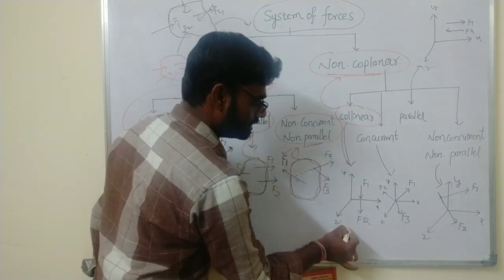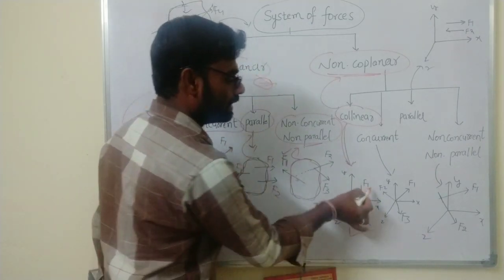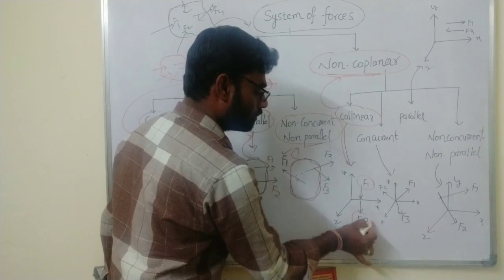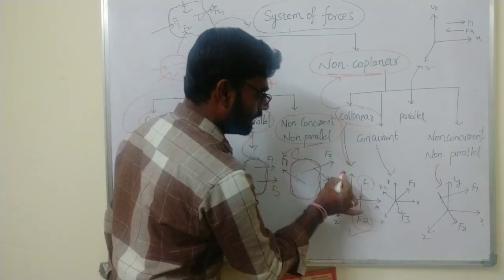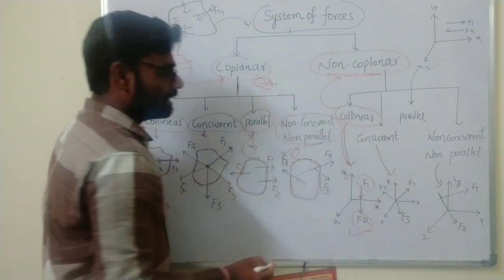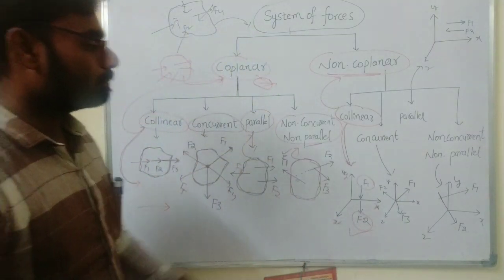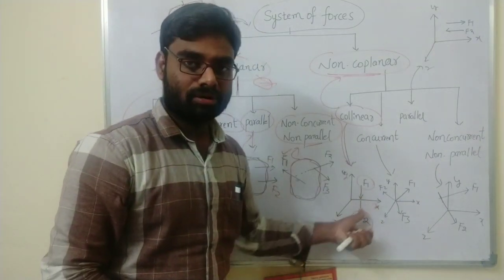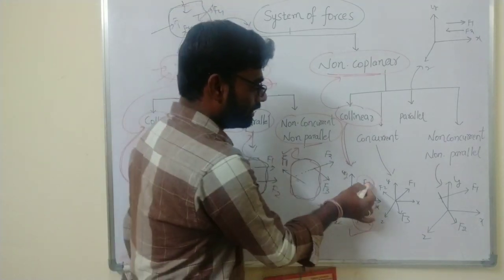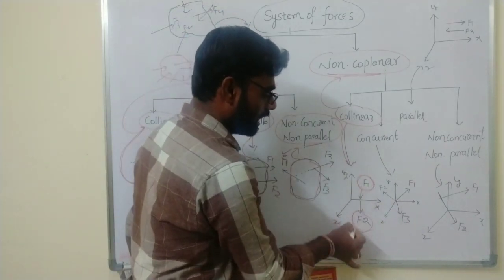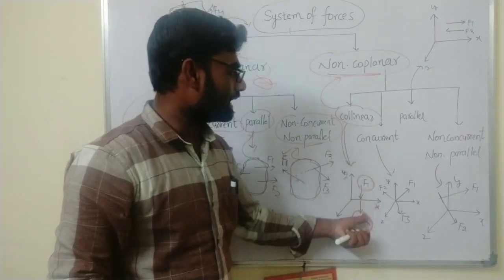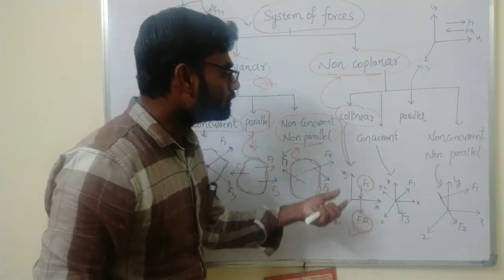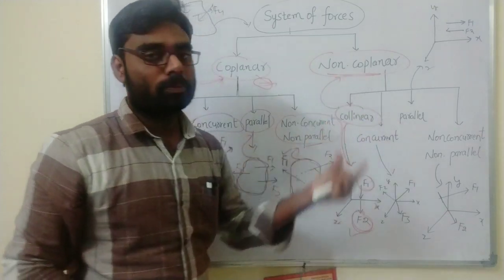See here. So this is the diagram of collinear. So F1 and F2, please consider F1 and F2, and see here X and Y and Z. So I am taking different planes. See here. So F1 acting here and F2 acting here. So these two forces are acting in different planes. But how to define collinear non-coplanar forces?